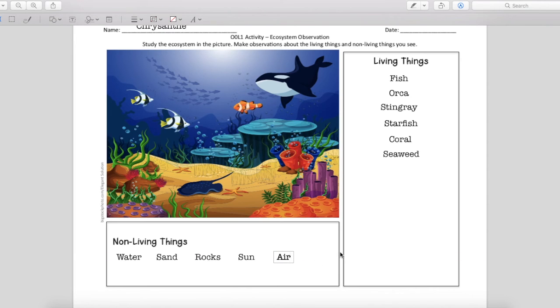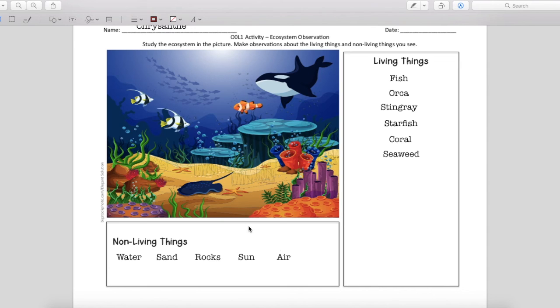Now, if you see any non-living things that I might have missed, you can add those, but I think we got them all. So now that we have our list of living and non-living things that are all in this environment together, let's take a look at how they interact. You don't need to write this part down, but we're just going to take a look. So all of these animals up here, they're all swimming in the water. The fish breathe in the air through their gills.